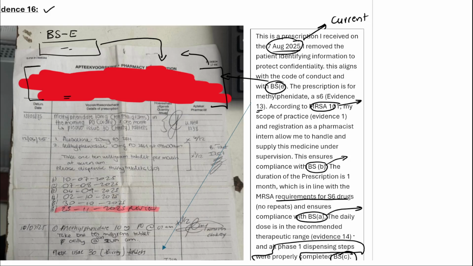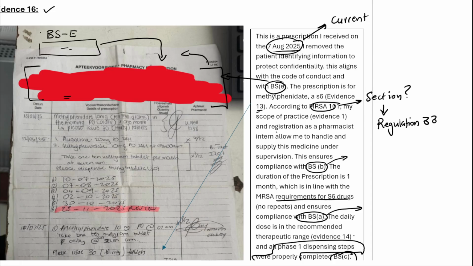Okay, next, the prescription is for methylphenidate, schedule 6 according to the MRSA. Which section speaks about this? So mention the section or the regulation that speaks about this. This is specifically Regulation 33 of the Medicines and Related Substances Control Act. Specifically stating which regulation is being applied shows the assessor that you understand your law and the law that you are applying.